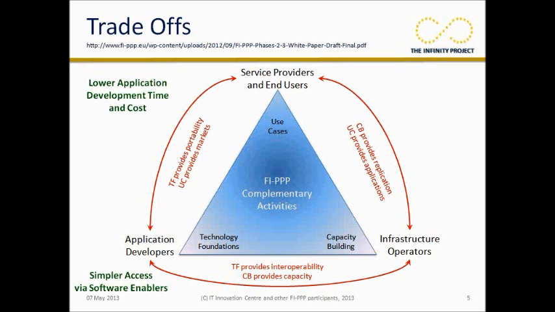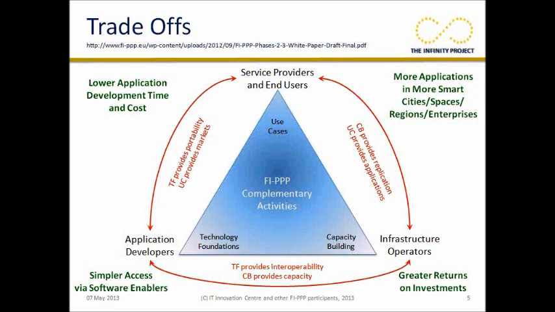So if this all works, what you get is simpler access to resources through common software interfaces. That leads to lower application development costs. This allows more applications to exist in more places, and that in turn increases the return on investment for infrastructure investors, so people building test beds or operational infrastructures. So this is the kind of virtuous circle, but you need the things to line up in the correct way.